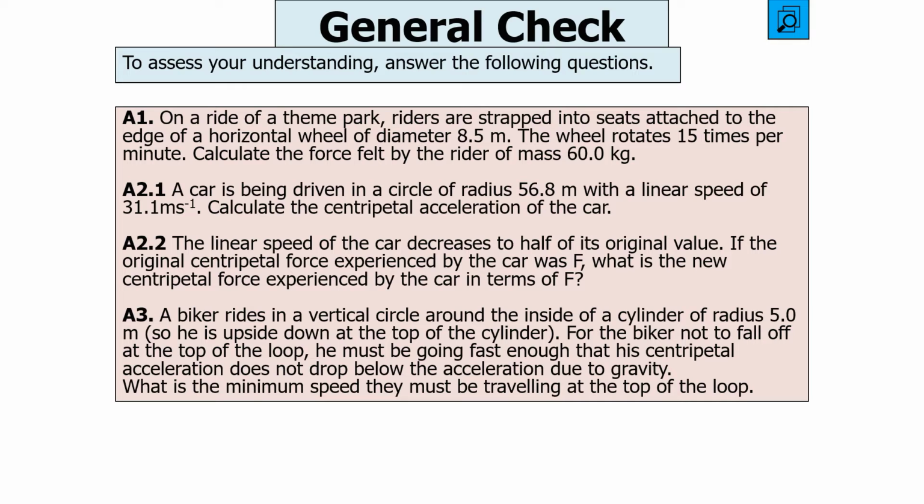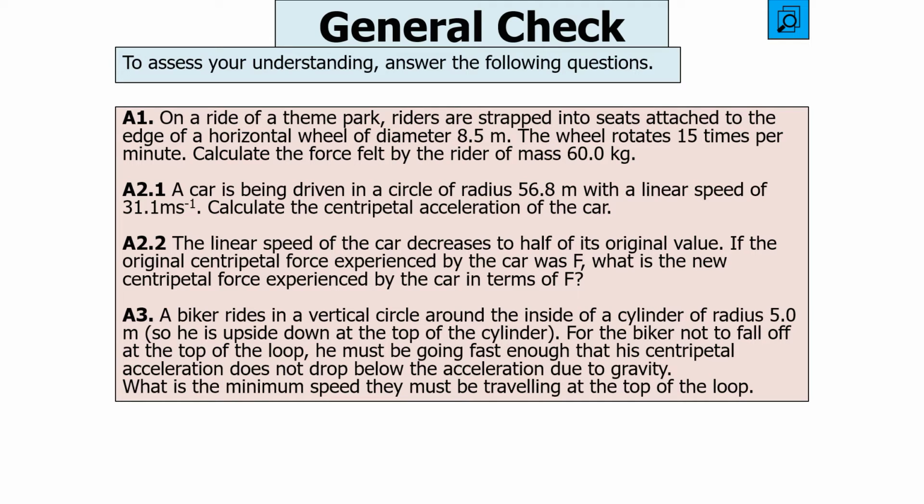Then, a car is being driven in a circle of radius 56.8 meters with a linear speed of 31.1 meters per second. Calculate the centripetal acceleration of the car. Then, the linear speed of the car decreases to half of its original value. If the original centripetal force experienced by the car was F, what is the new centripetal force experienced by the car in terms of F?